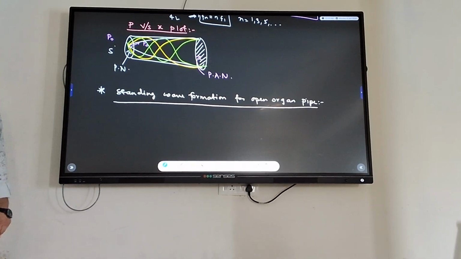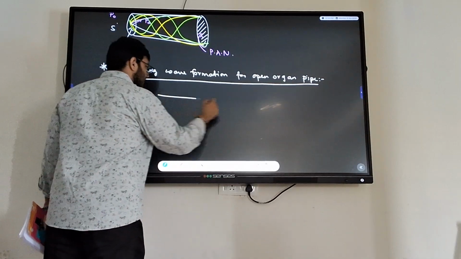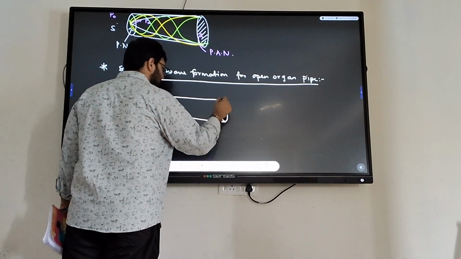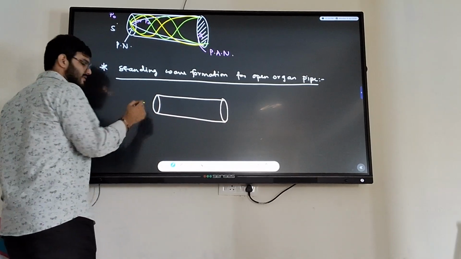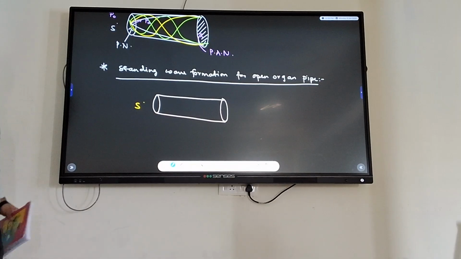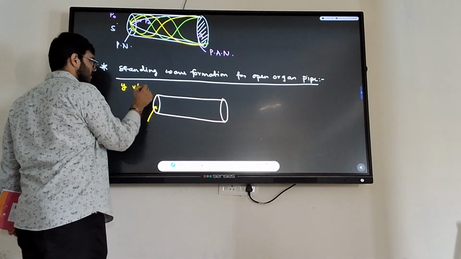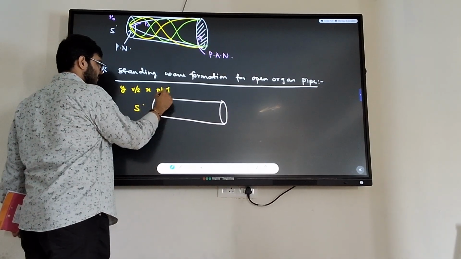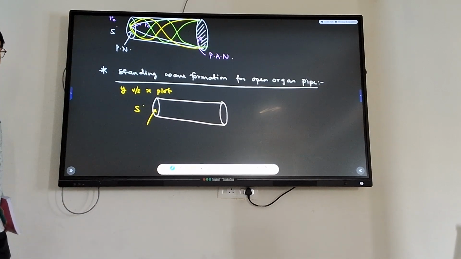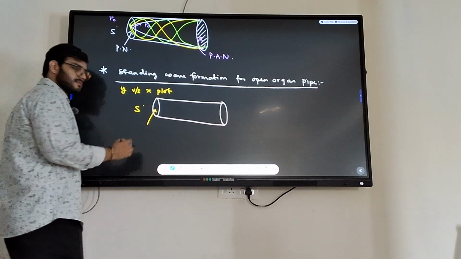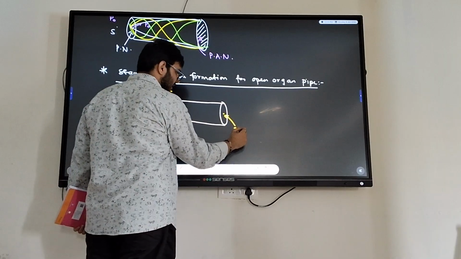Open organ pipe. Now what happens? Now look at this. I have a cylindrical element like this again, some kind of pipe. I have a source S again. This will give off disturbances, and what will form here in terms of y versus x plot? What should form here? Displacement antinode? Antinode, no? And since it is open again, so it will be again displacement antinode.